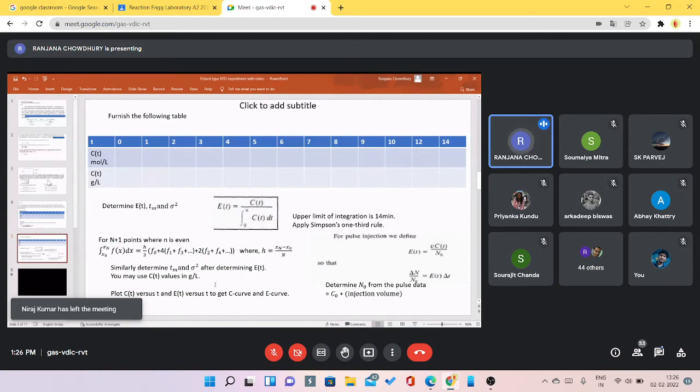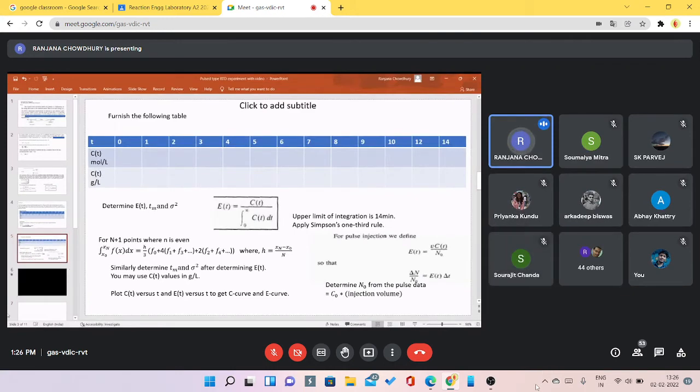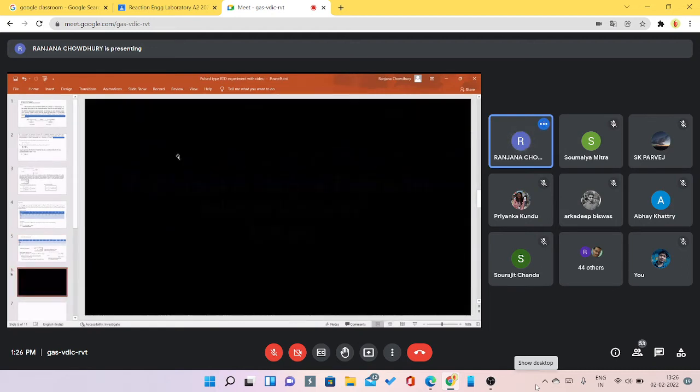And you know that when we plot C(t) against t, it is known as the C curve, and when we plot E(t) against t, it is known as the E curve. So you have to draw the C curve, the E curve, and also determine the variance from the experimental values which are being provided to you. Now I'm running the video from where you can have the idea of this.